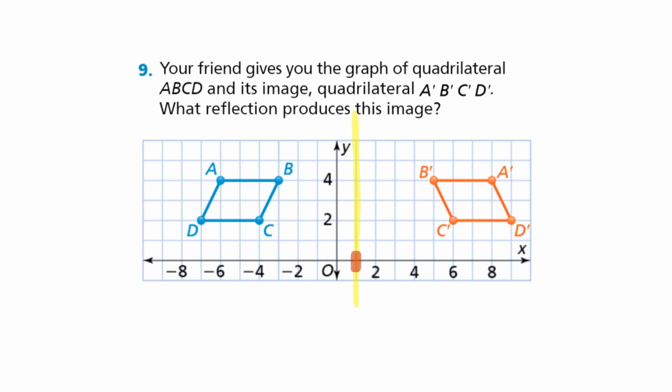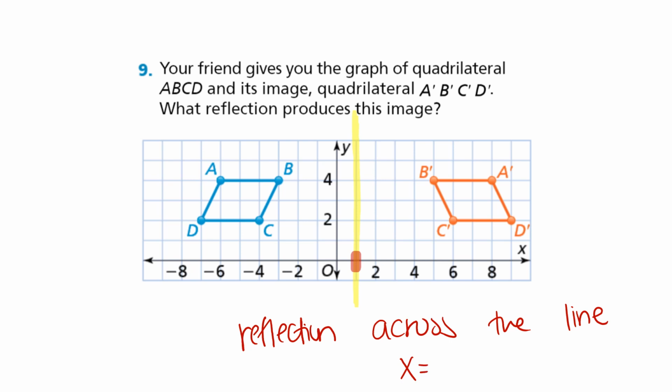So when we write this equation, we would say it is a reflection across the line x = 1. X to represent the x-axis, 1 to represent the +1 number that it is across. We can tell that this is the line of reflection because the B value is 4 units away, and the B prime value is also 4 units away.